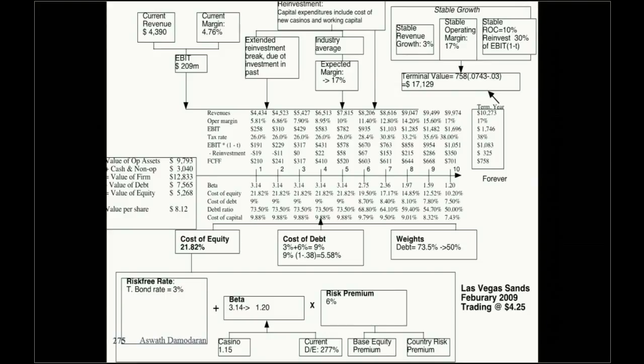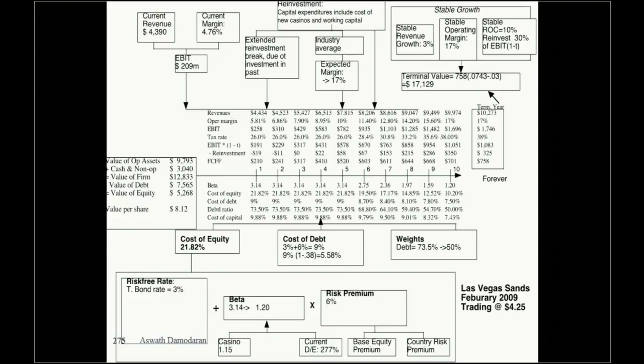And even as late as 2007, people weren't worried about it because you said huge amount of debt, but they're a growing casino company. And then you had the crisis in 2008, and the bottom fell out. So this was a valuation that I did of Las Vegas Sands with lots of rumors swirling around the company would not make it.